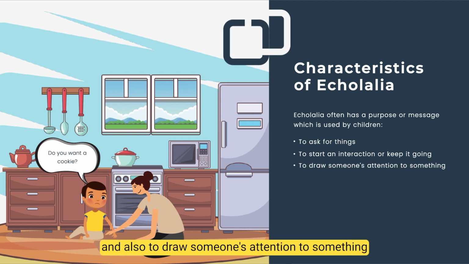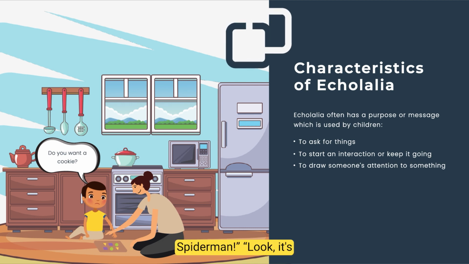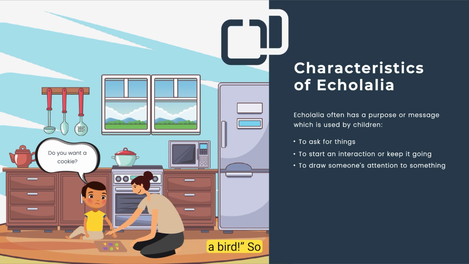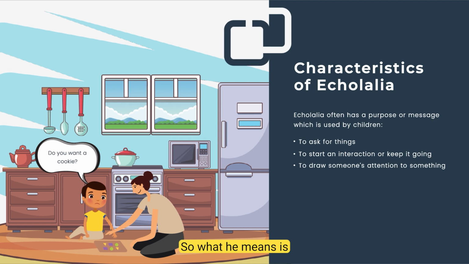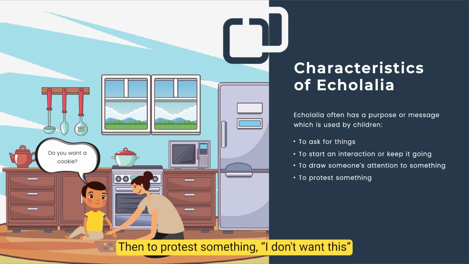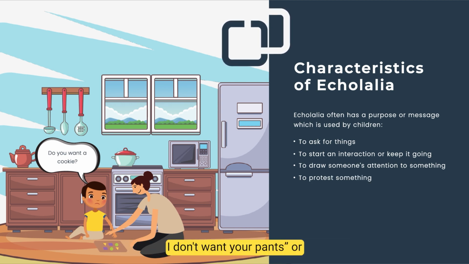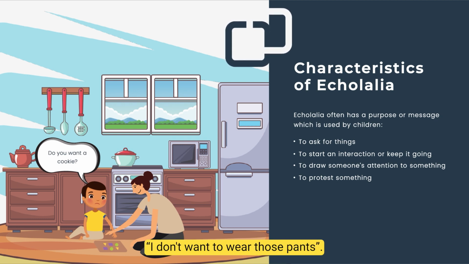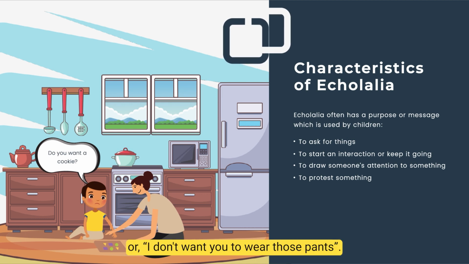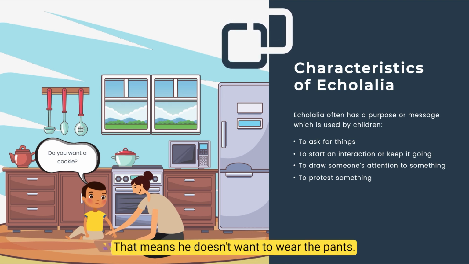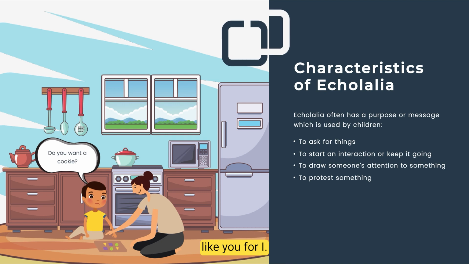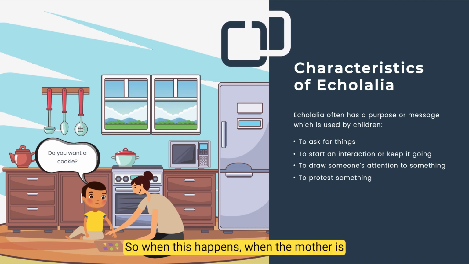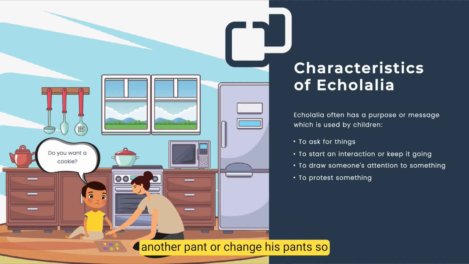And also to draw someone's attention to something, like, it's Superman, it's Spider-Man, look, it's a bird. He says this when there is no bird, no Superman, nothing associated with it. What he means is there is something that he is interested in that needs your attention. Then to protest something, like, I don't want your pants, or I don't want to wear those pants. He keeps on saying that, or I don't want you to wear those pants. That means he doesn't want to wear the pants. He is just giving that pronoun reversal, like you for I. This happens when the mother is asking him to wear another pant or change his pants.